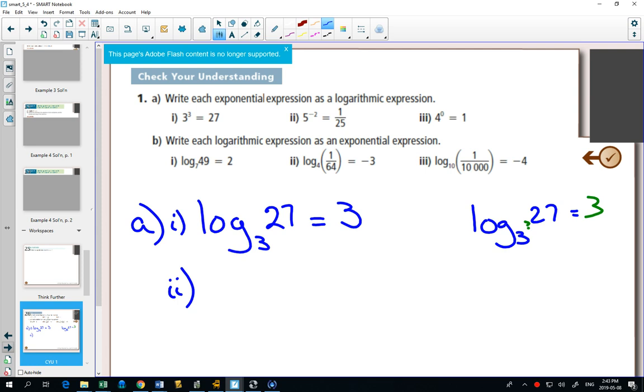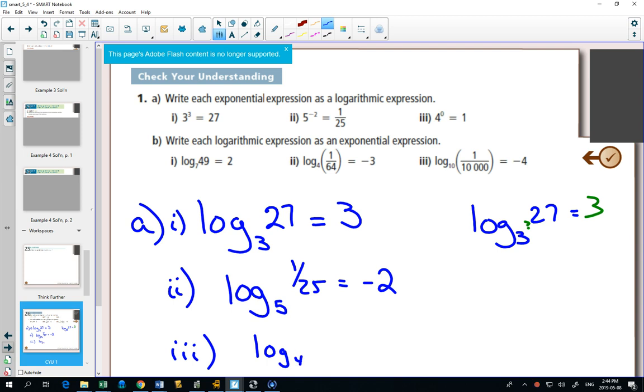5 to the negative 2. So changing this into a log. The base is 5. The answer is 1/25. Logs solve for exponents, so the exponent is what would be on the other side. So we'd say log 5 of 1/25 is equal to negative 2. Would you agree? 4 to the 0 is 1. And so when I change this to log form, we have log base 4 of 1 is equal to 0.